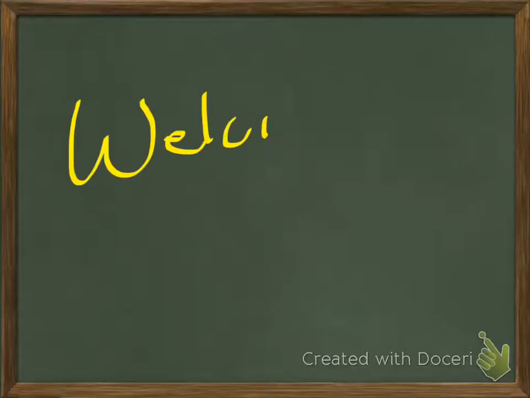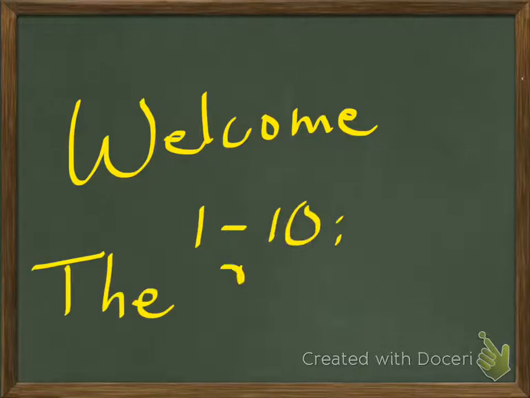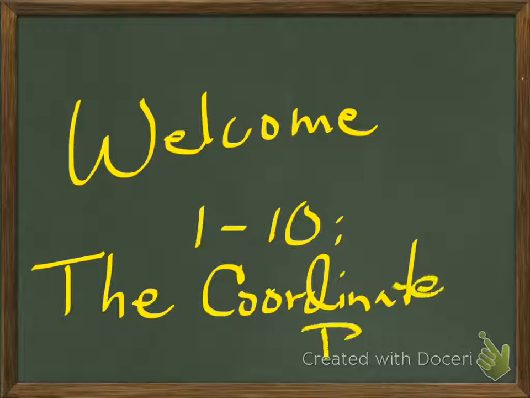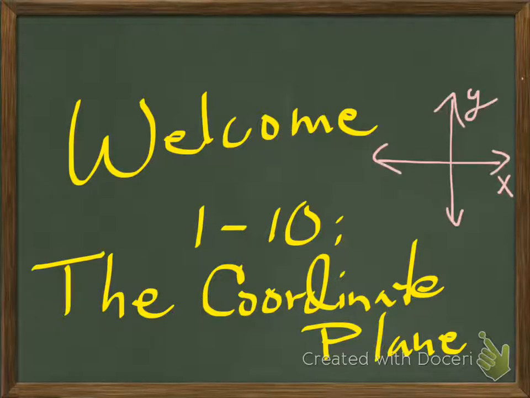Well, hello class. We're going to wrap up chapter 1. So welcome to this video. We're going to be talking about section 1-10. This is the last lesson in the first chapter, and we're going to be talking about the coordinate plane. Now the coordinate plane, think back, you've seen this before. This is when we're graphing points on an XY plane. So that's what we're talking about with the coordinate plane.